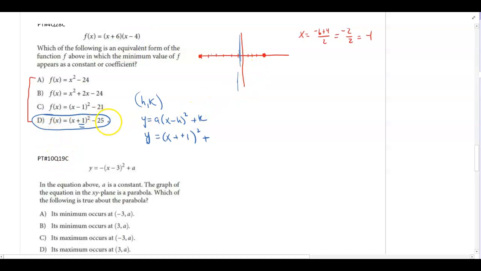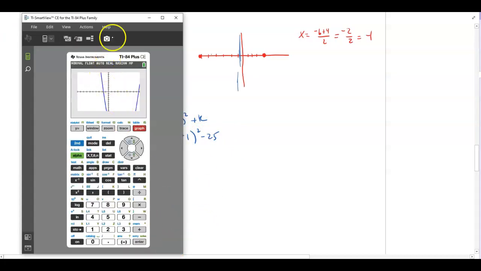Now, if I did want to find what the value of k is, if I go up here and plug that negative 1 in, negative 1 plus 6 times negative 1 minus 4, that's going to give me 5 times negative 5, which is negative 25, and that would be your k value, right? So this would be minus 25.